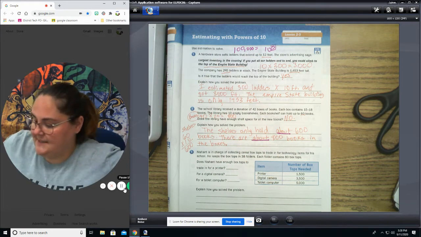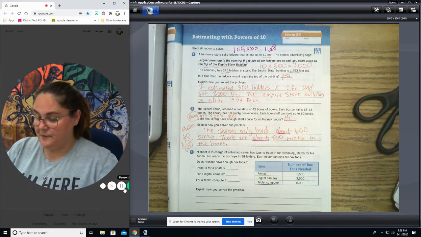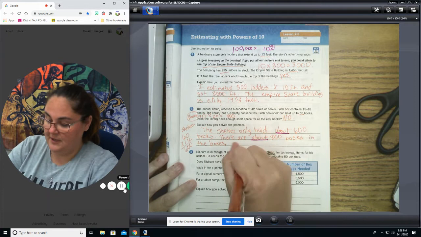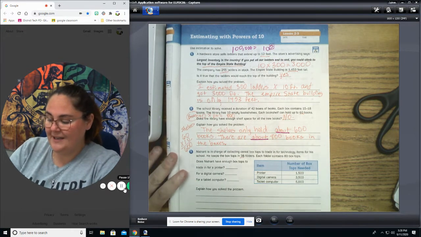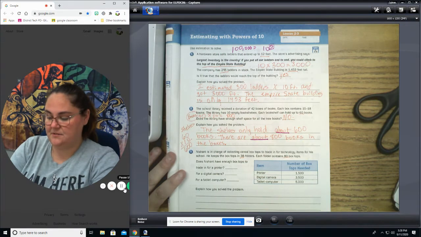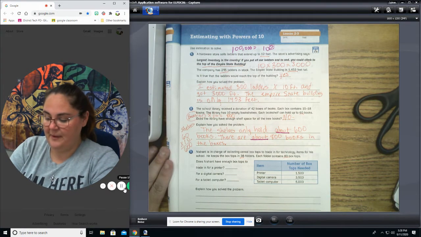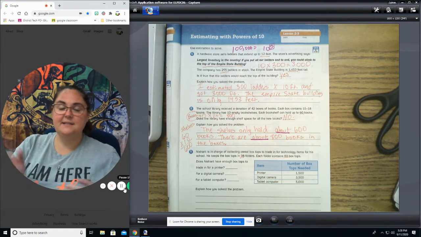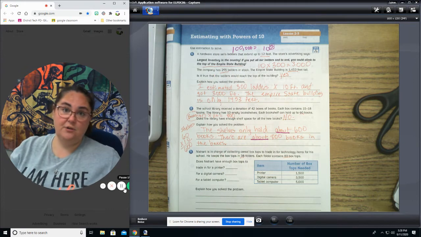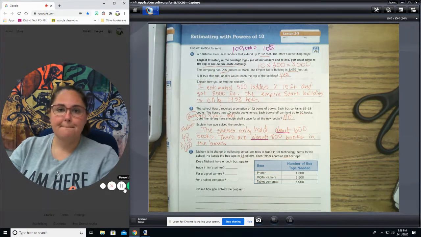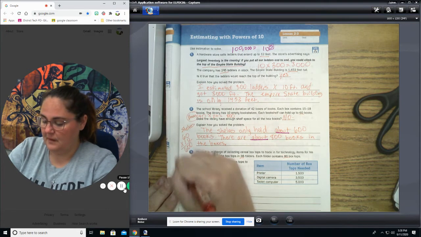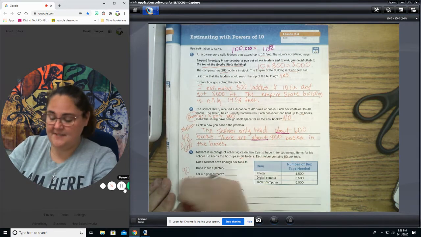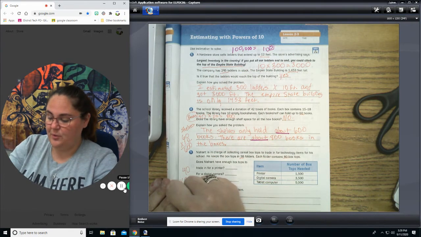Nishant is in charge of collecting cereal box tops to trade for the technology items for his school. He keeps box tops in 38 folders. Each folder contains 80 box tops. Does he have enough box tops for these things? So 80 times 38, make an estimate. What could I make 38 into? I could say 40. 80 is a pretty easy number, so I could just say 80. 40 times 80 is 3,200.